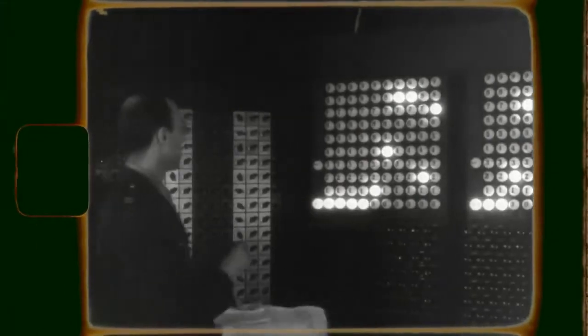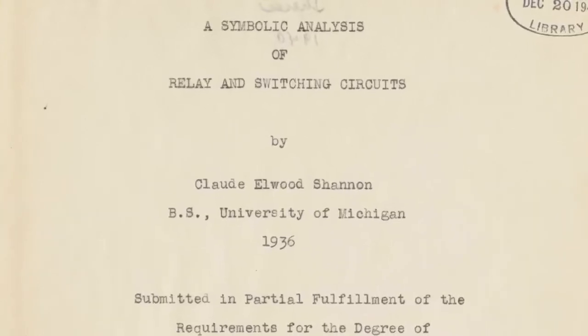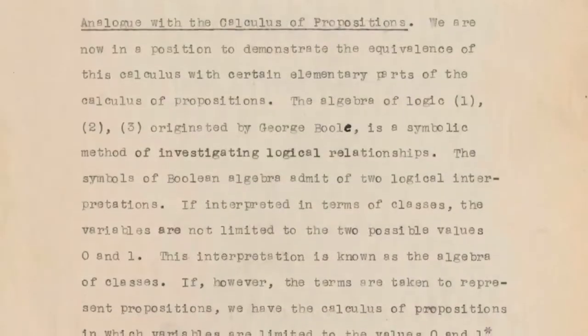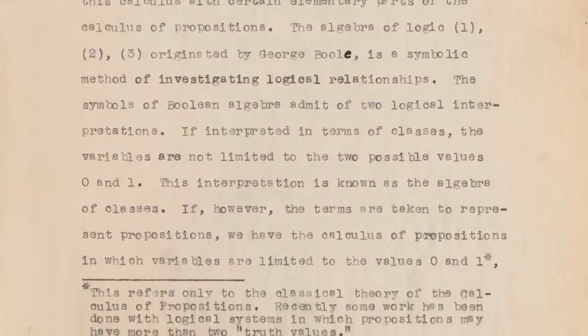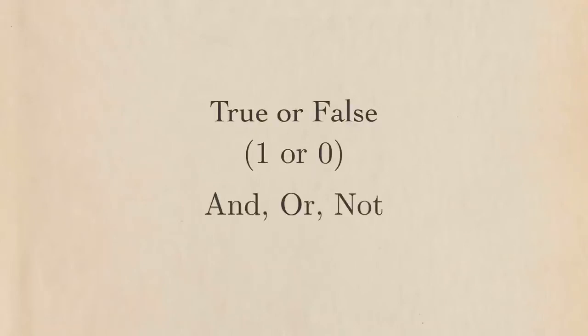What really opened the door to this digital revolution was the discovery made by Claude Shannon in his 1936 master's thesis. He showed that any numerical operation can be carried out using the basic building blocks of Boolean algebra. Two values, true or false, also notated as 1 or 0, and three operations, and, or, and not. This makes digital computers the ideal versatile computing machines.